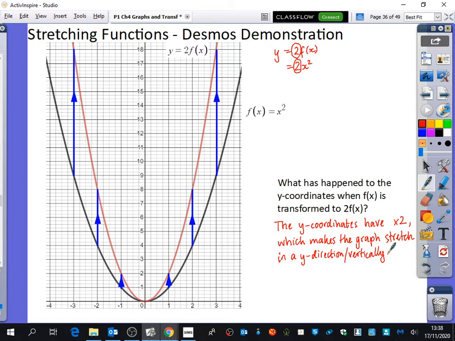And I'm going to show you a bit of an animation that will help us to see what's happened with this graph stretching from the black one to the red one. And when I think of it as a stretching, I kind of think of it like pulling apart, like I'm taking my hands and pulling it upwards.